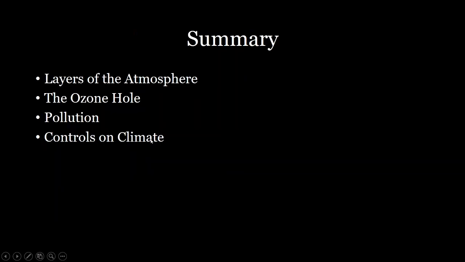All right, so that about wraps things up for the atmosphere. We'll be talking a lot more about it in upcoming lectures, but just a reminder, we covered the layers of the atmosphere, the troposphere, the stratosphere, the mesosphere, and the ionosphere. We also talked about the ozone hole, we talked about pollution, and we also talked about the type of things that control climate.